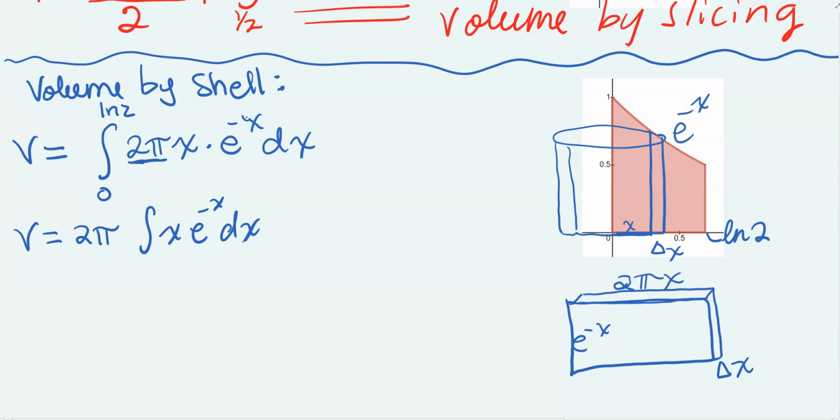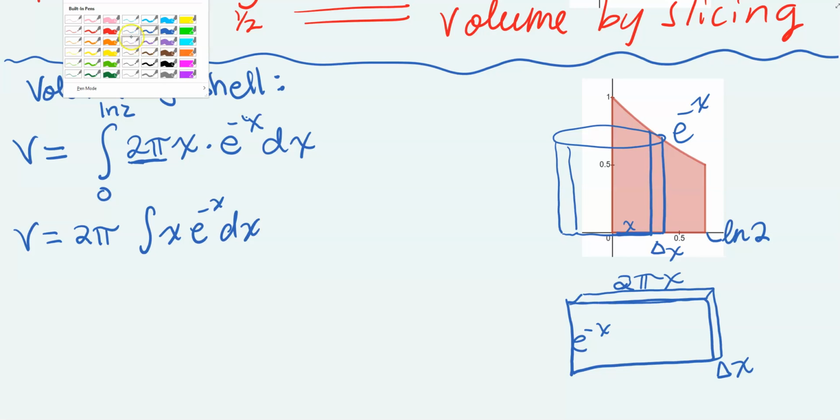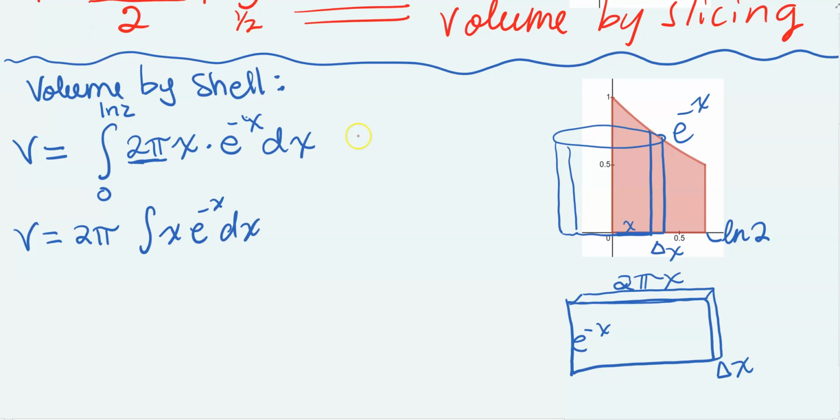And here is how we are going to do that. Remember, the integral of u dv is equal to u times v minus the integral of v du. So let u be something that you can take the derivative of, and let dv be something that you can take the integral of.